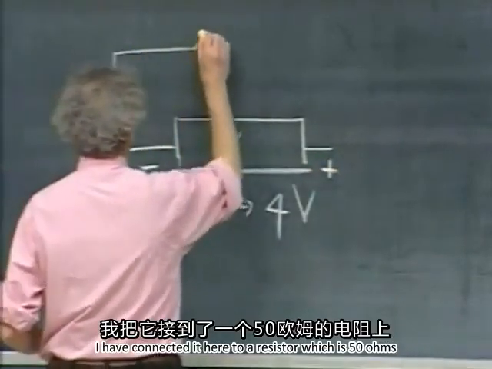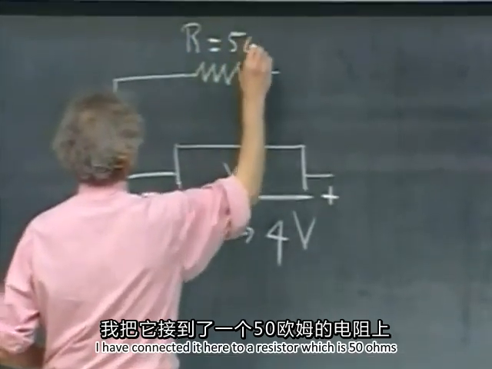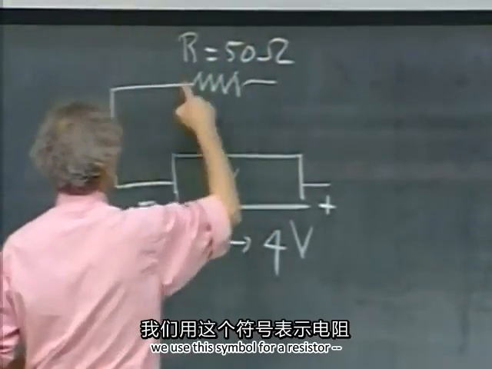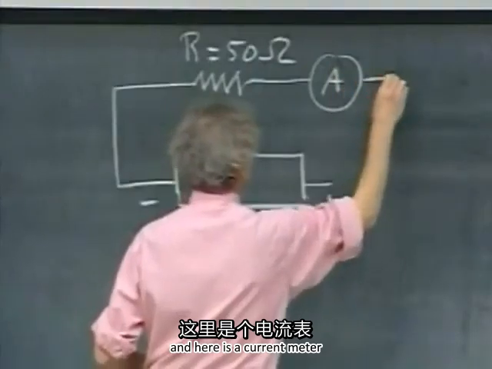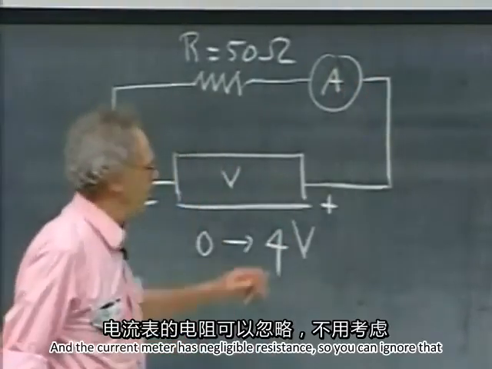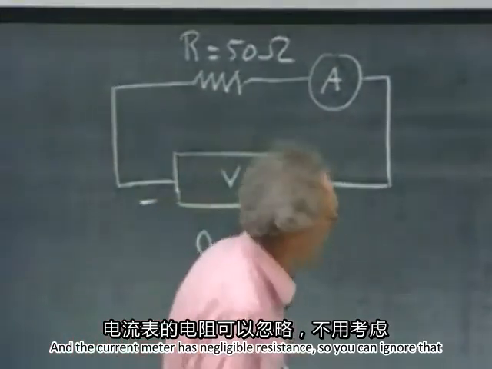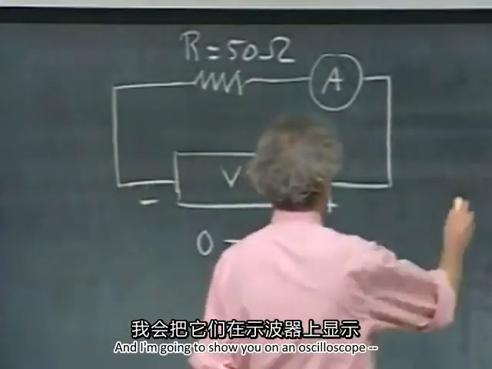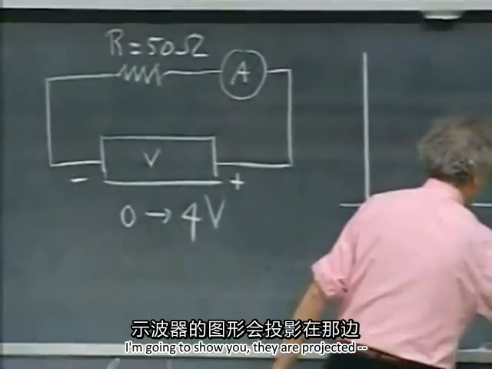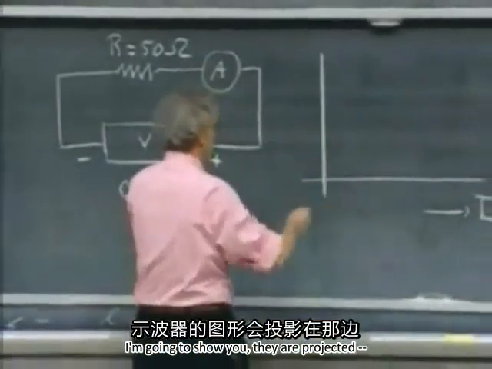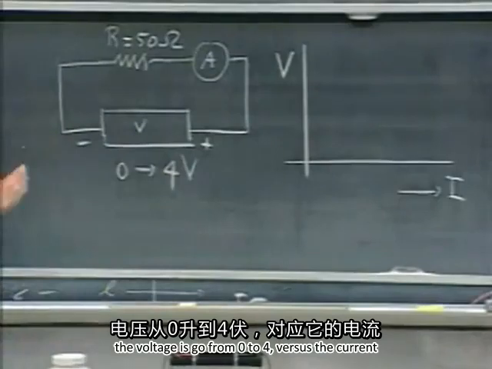I have connected it here to a resistor which is 50 ohms. We use this symbol for a resistor. And here is a current meter. And the current meter has negligible resistance, so you can ignore that. And I'm going to show you on an oscilloscope. We've never discussed an oscilloscope, but maybe we will in the future. I'm going to show you there, projected, the voltage, which goes from 0 to 4, versus the current.